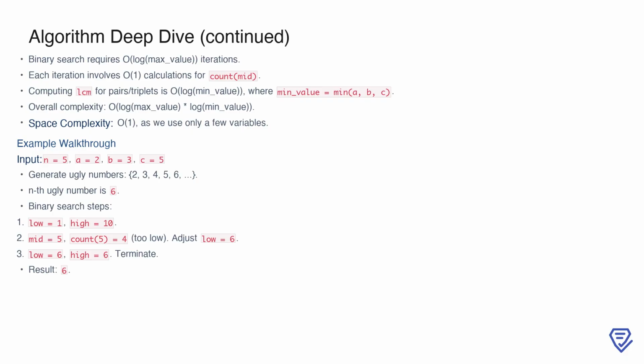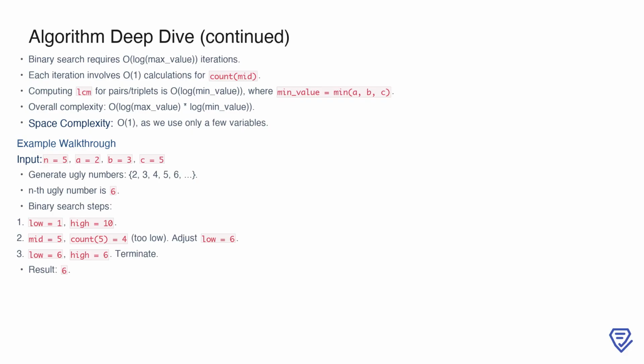Computing the least common multiples, or LCM, involves logarithmic calculations based on the smallest of the numbers a, b, and c. Combining these, the overall time complexity of the algorithm is O(log max_value * log min_value). The space complexity is O(1), as we only use a few variables for the binary search and count calculations.